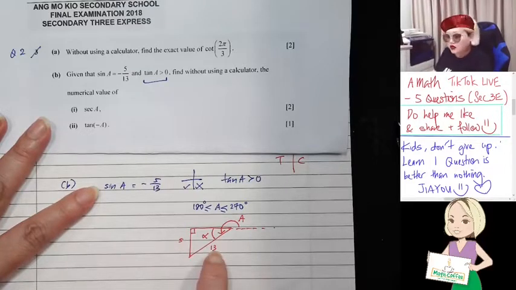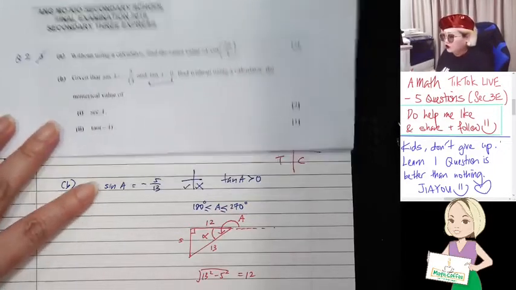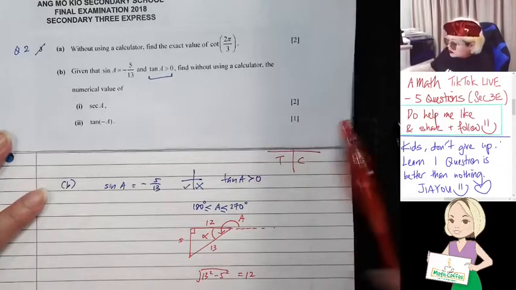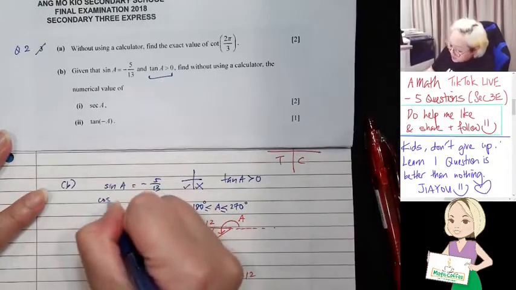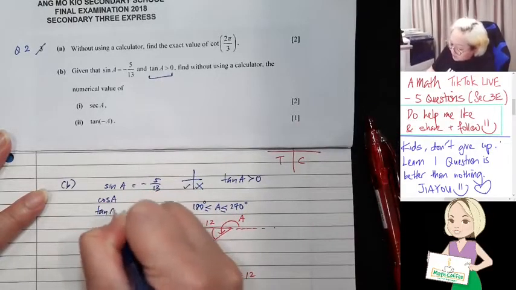Use Pythagoras theorem to find the third side. So for this case, is 13 square minus 5 square. Square root, you get 12. So I know my third side is 12. So with that, what do you do? So now let's label our cosine A and our tangent A.